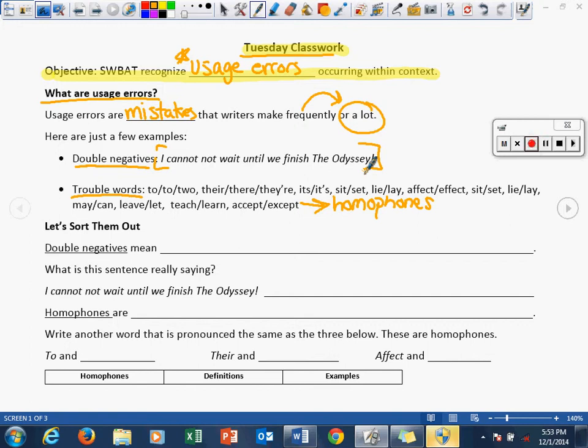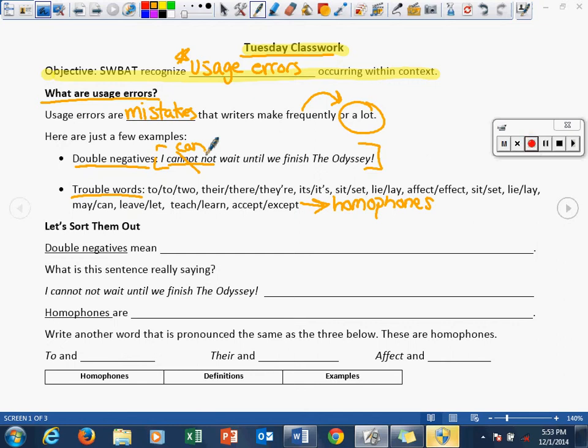Good. Hopefully by now you've read it, and you've read, I cannot not wait until we finish the Odyssey. Odyssey is the book we're reading, of course. And the double negative is right here. It's two words that have negative meanings. In this case, not and not. And those both are negative. So when something's double negative, it actually means the opposite. So I cannot not wait means I can wait until we finish the Odyssey, which isn't really something someone would say.